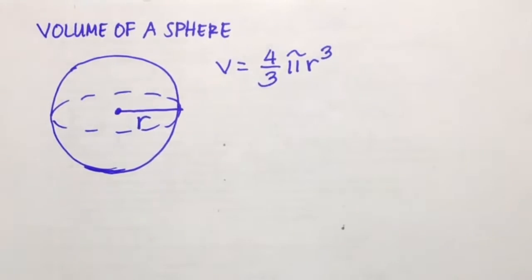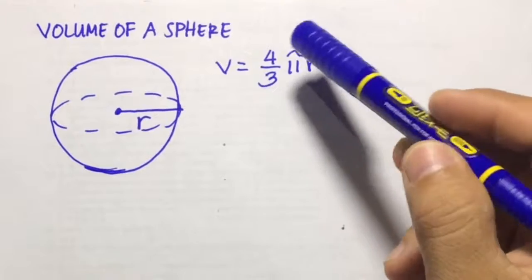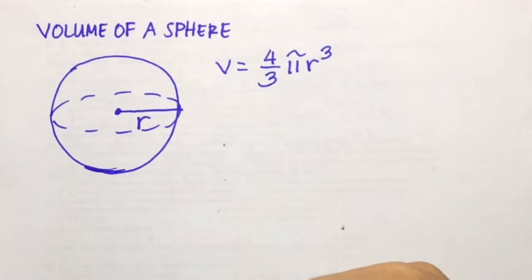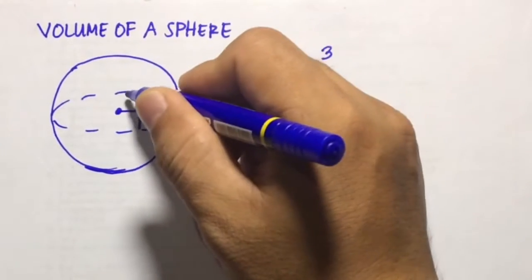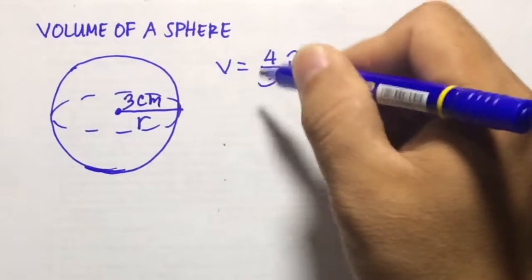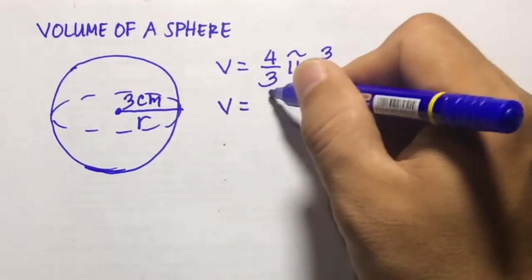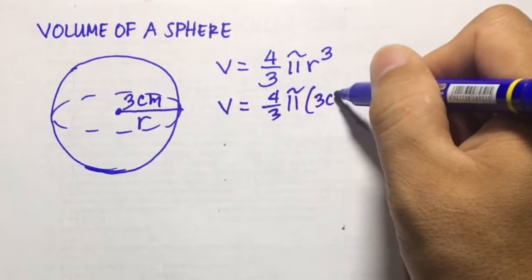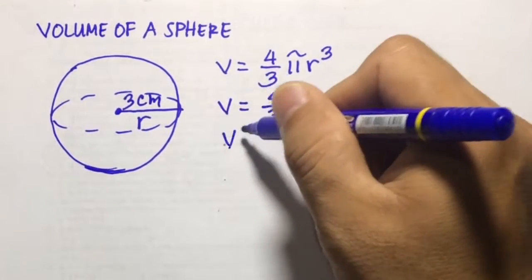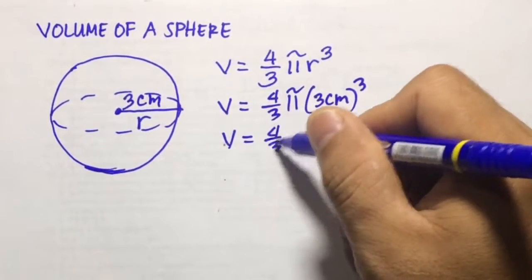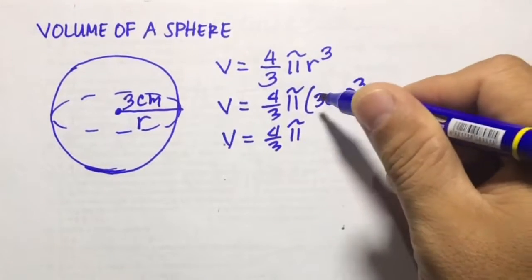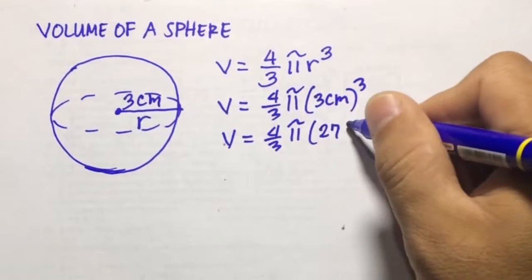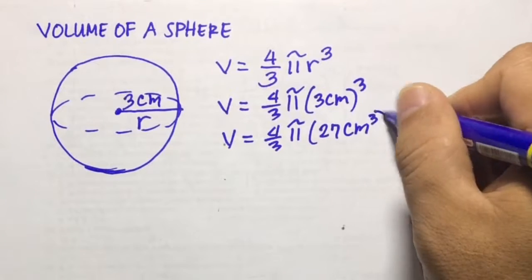The last one is the volume of a sphere. So volume of a sphere is given by V equals 4/3 pi r cubed. Now for example, if we're going to have here a sphere with a radius of 3 centimeters, we can solve its volume as V equals 4/3 times pi, then times 3 cm cubed. So this is volume equals 4/3 pi, then 3 cm cubed is 3 times 3 is 9 times 3 is 27. So we're going to have here times 27 cm cubed.